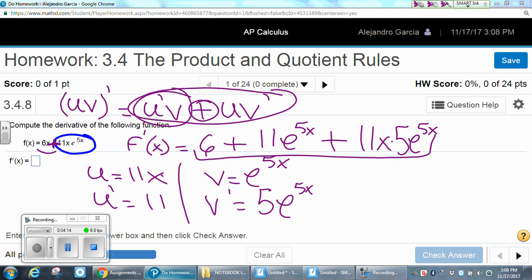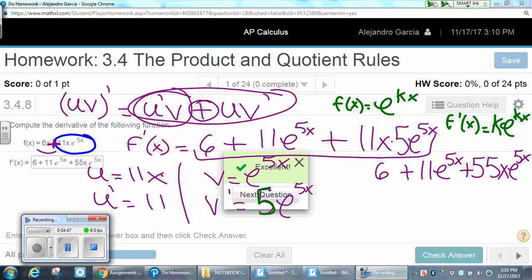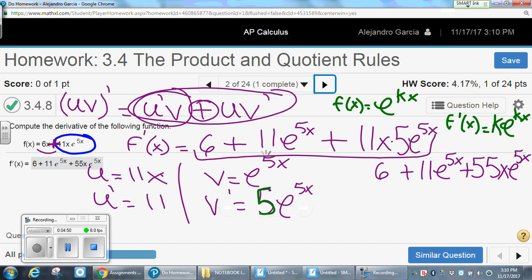Now, you might want to simplify a little bit. So this could be 6 plus 11e to the 5x, and then, I'm sorry, not times, but plus 55x e to the 5x. So try to enter that. Okay, so you guys can see I got the question right.